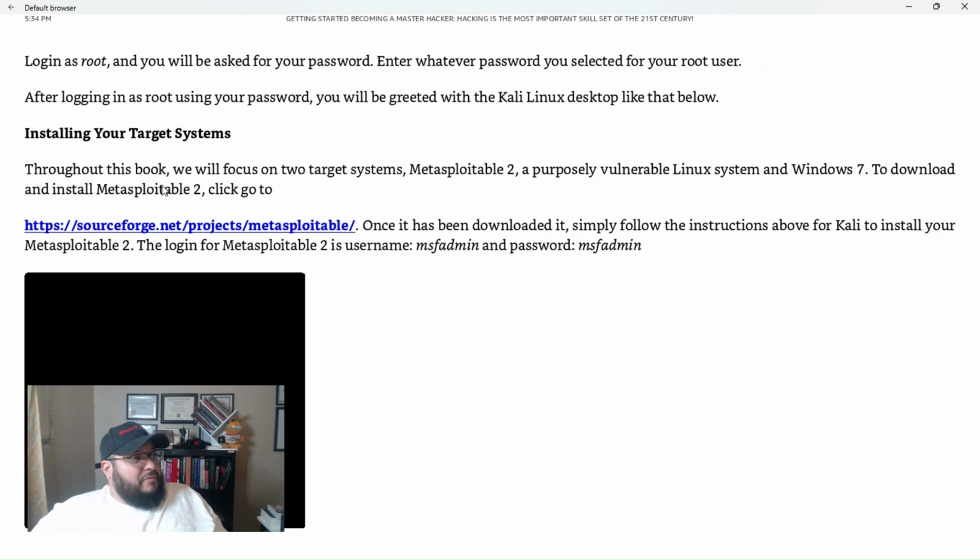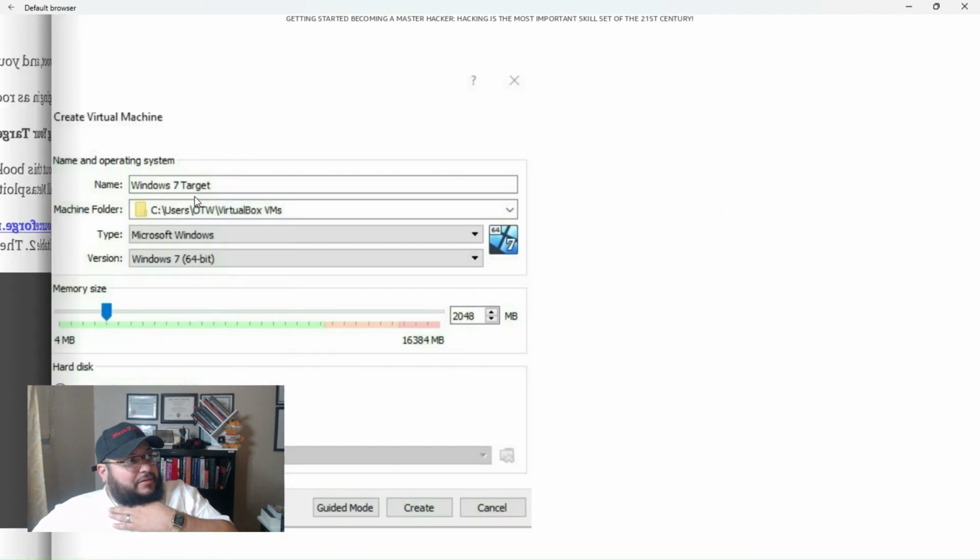Okay, this is important. This is what we'll do. Throughout this book, we'll focus on target systems: Metasploitable 2, purposely vulnerable Linux systems, and Windows 7. To download and install Metasploitable, click. Okay, so we'll do this, but we're going to do it another day in another video. I'm going to go back to this because this is not what this video is about. This video is going to be about Google hacking. So I'm going to come back and we're going to set this up later.